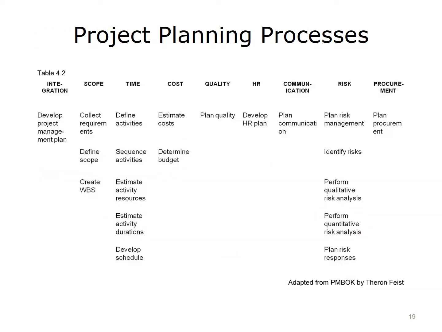20 of the 42 project management processes described in the PMBOK Guide, 4th edition, are related to project planning. The project manager works with the team members to determine which of the 20 processes are appropriate for their project, and then develops plans to manage the processes to ensure project success.